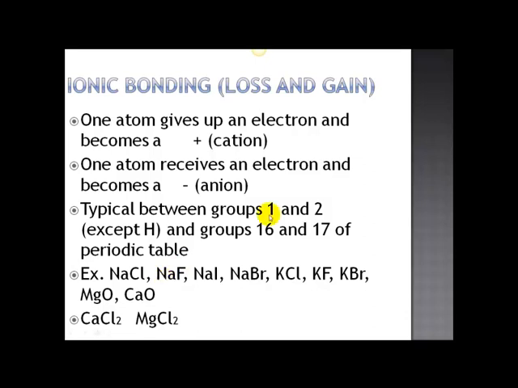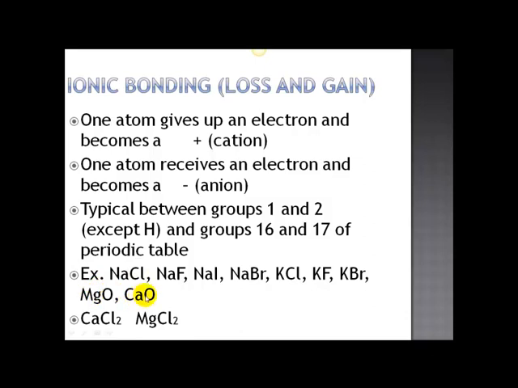You can also do group 2 and group 16, because in group 2 they all have 2 valence electrons, and in group 16 they all have 6. So if you give these 2 away, this gives them 8, and if you get rid of 2, then your back-up shell has a full outer shell, so you're good there. Magnesium oxide, MgO, calcium oxide, CaO.